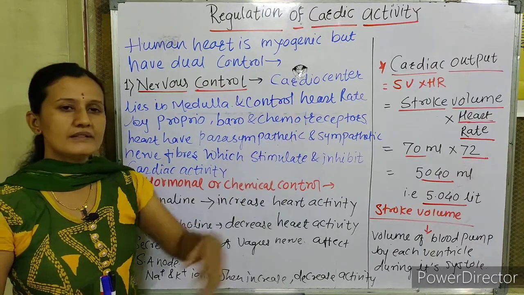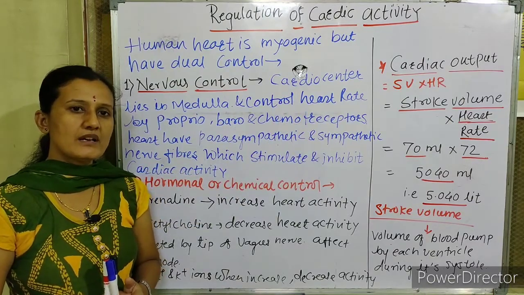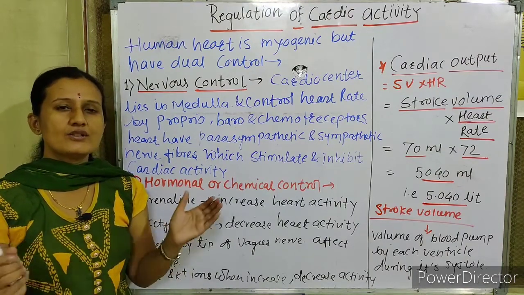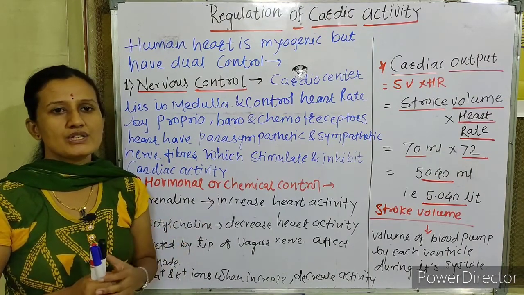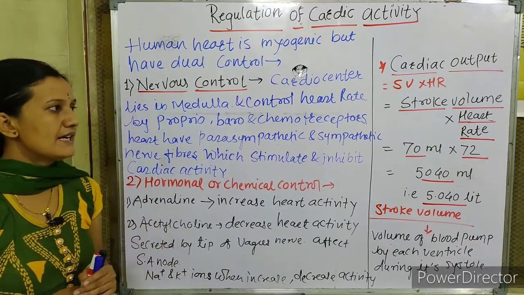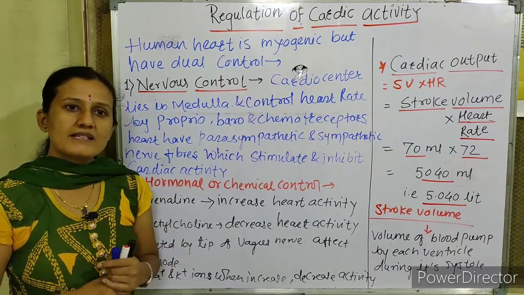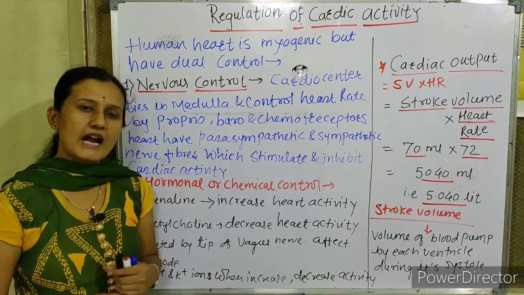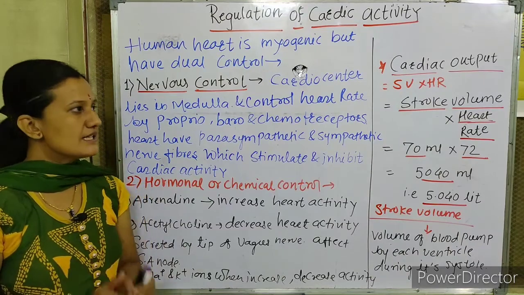We are knowing the heart rate, that is 72 beats per minute, or it is also called pulse rate. When the heart chambers or ventricles contract, that wave of contraction reaches up to the vascular system, arteries and veins, and that creates a pulse in every artery. Therefore it is also called pulse rate. Heart rate and pulse rate are one and the same.